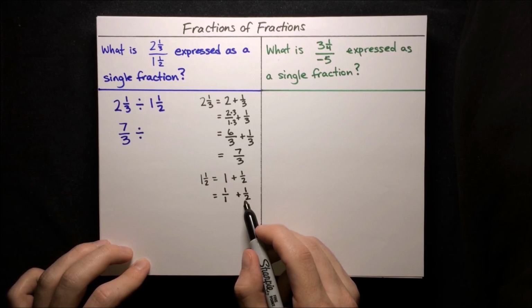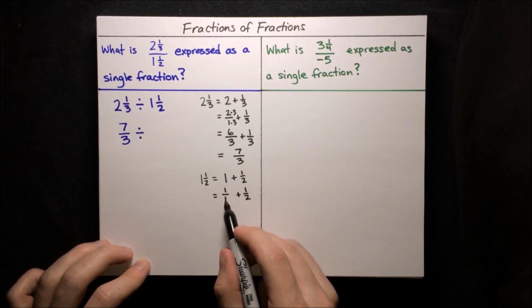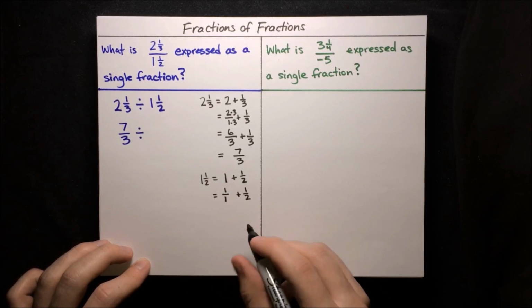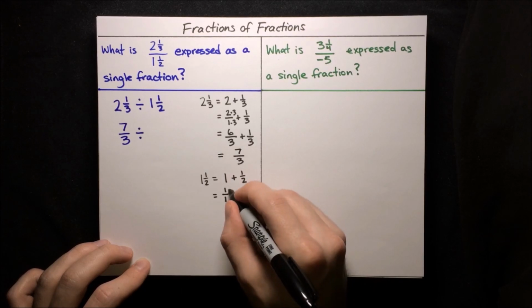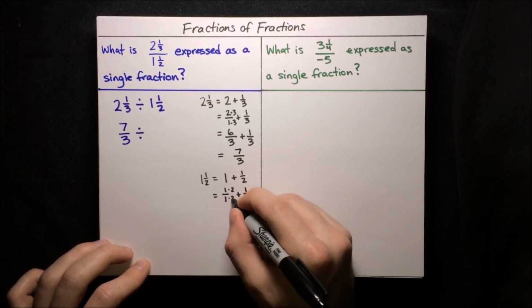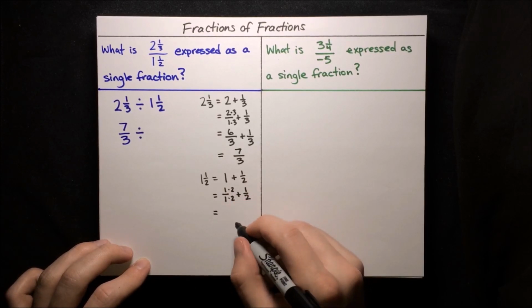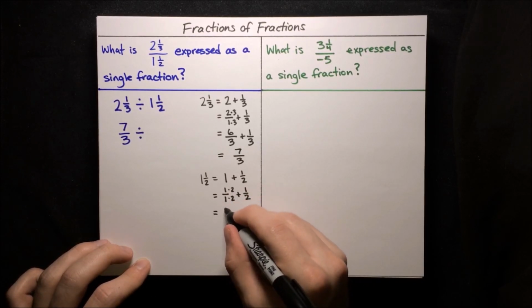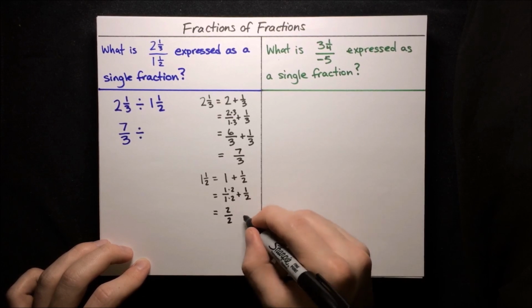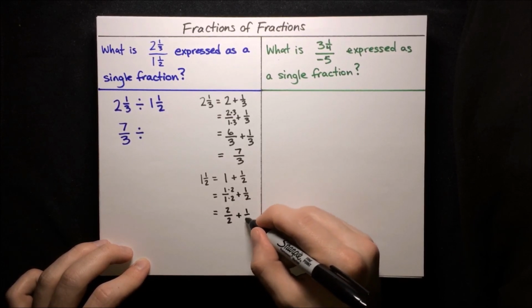So let's go ahead and multiply on top and bottom of this fraction to get it to have a denominator of 2. So just multiply by 2 over 2. So not changing the fraction at all, just expressing it with a different denominator. So the equivalent fraction is 2 over 2, then plus 1 over 2.